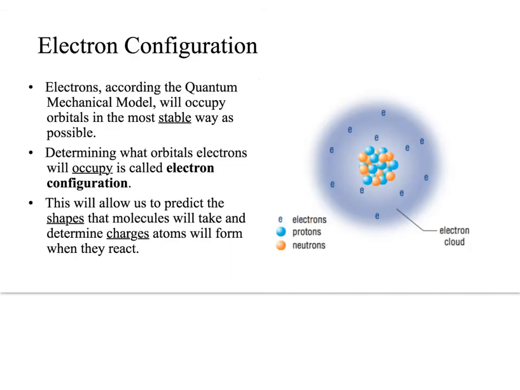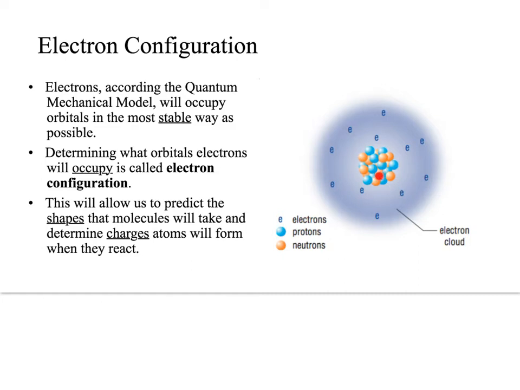So, as we finished talking about in our first video, our current model is the quantum mechanical model. And this basically states that electrons will be in orbitals, which are regions of high probability. And ultimately, our goal with this concept is to figure out where exactly the electrons will be placed. This allows us to predict the actual shapes the molecules will take, and even determine the charges the atoms will form. You can even use this to predict the charges that even transition metals will take.